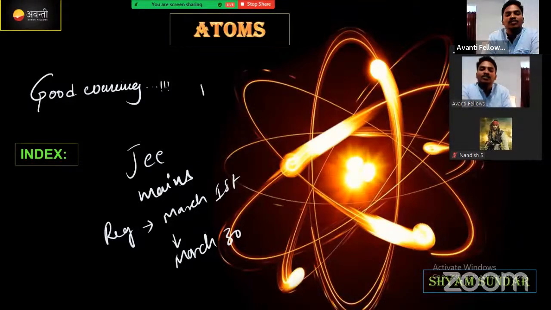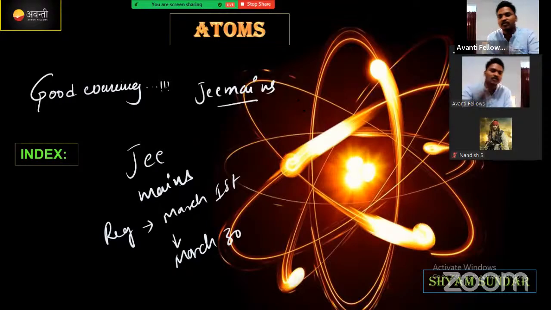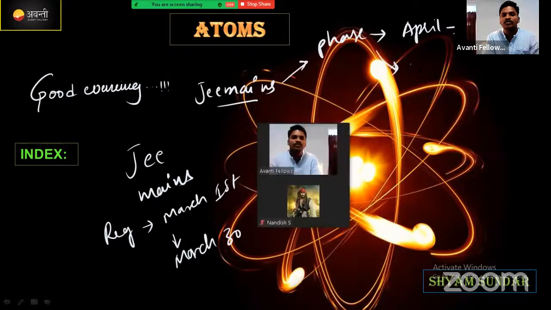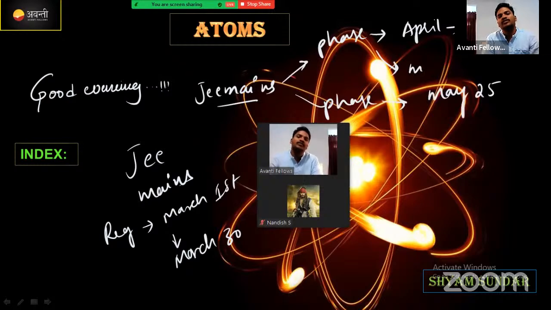Another important thing is the date of the examination. JEE Mains is going to occur in two phases. Phase one is in April, from 16 to 21. Phase two is from May 24 to 29. This year there is a new model; the paper model is the same, everything is MCQs.